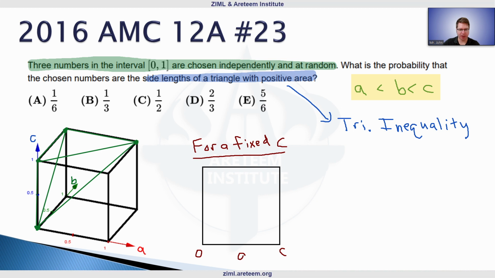So we could graph our value of A on the bottom, our value of B on the left-hand side. And then if we're graphing A less than B less than C, what is that going to look like? Well, we have the equality case, and then the region where A is less than B is going to be this upper triangle in this scenario.